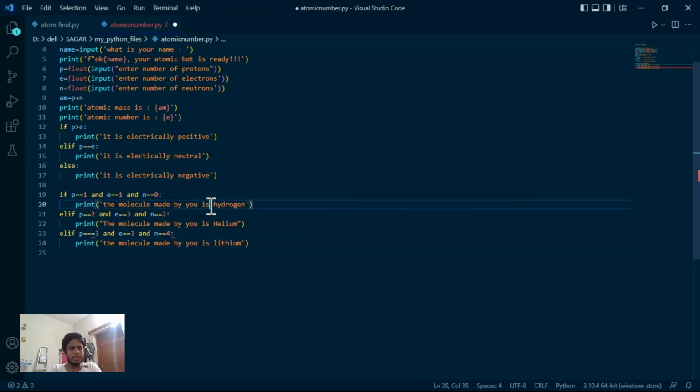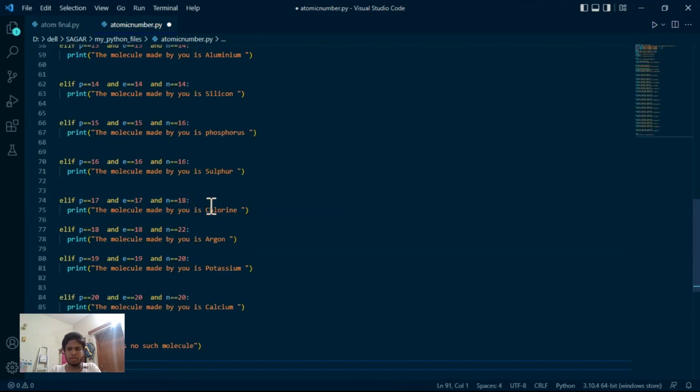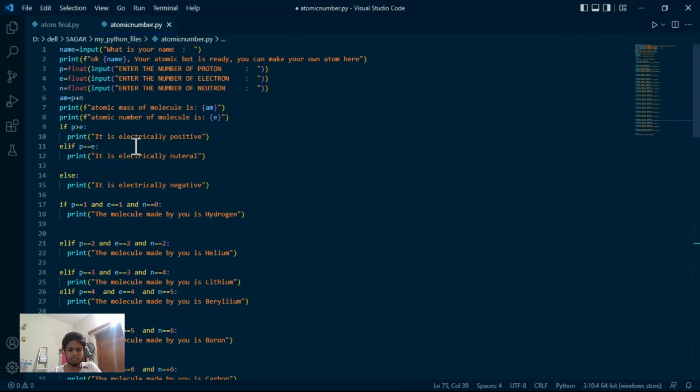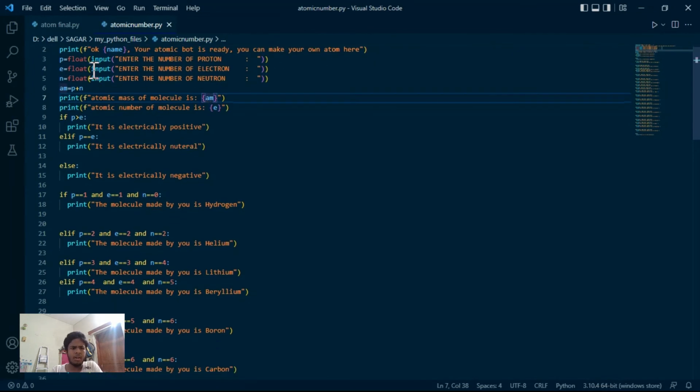Now I will write the full code, and then I will explain it to you. Yes, guys, now I have written the full code, so I will explain it now. Here, name is equal to input, your name. I have written this to ask the name from the user, and print OK, name. Atomic board is ready. You can make your own atom here.